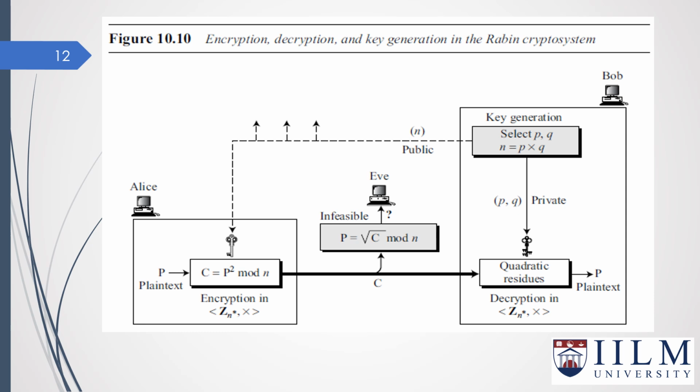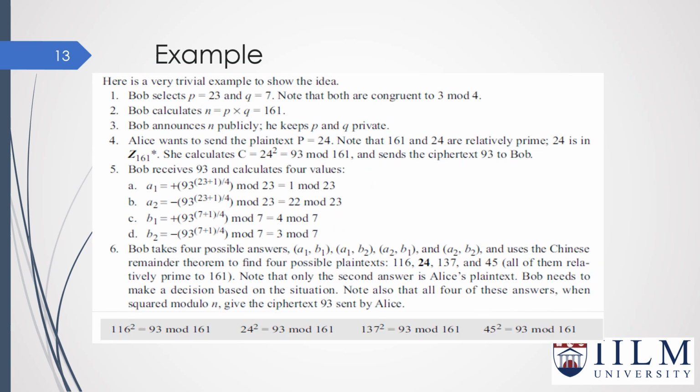Next, we will see an example that will clear this particular figure. So here is the example. Here Bob selects P equal to 23, again a prime number, and Q equal to 7. Both are congruent to 3 mod 4. Then Bob calculates n equal to p into q, which is 161. Bob announces n publicly. He keeps p and q private.